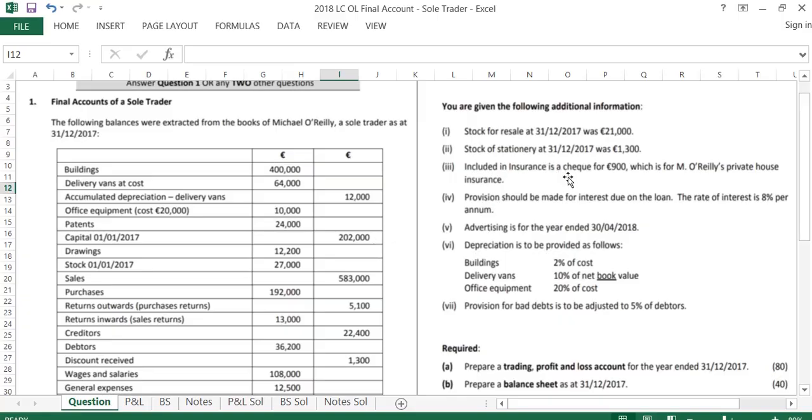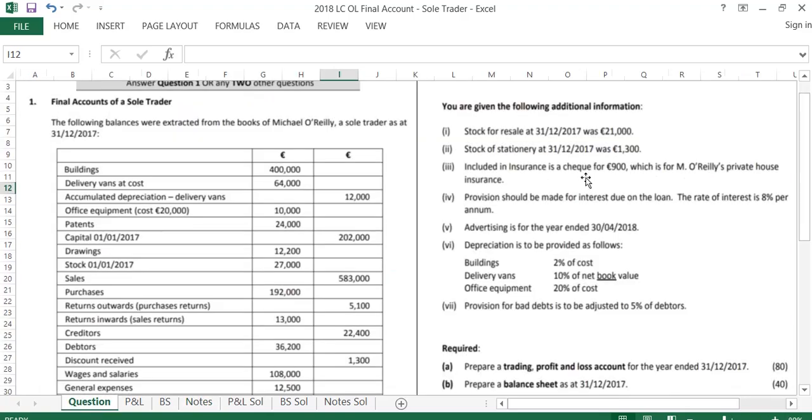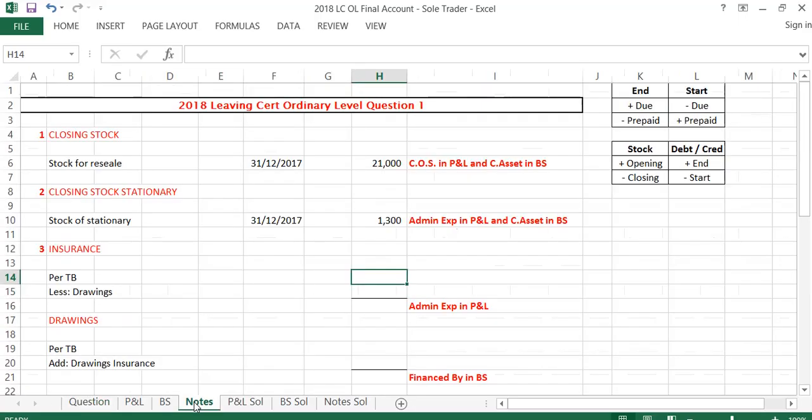Note 3 says included in insurance is a cheque for 900, which is for O'Reilly's private house. Because that 900 is for a private house, it has to be taken out of insurance because it's not a company expense, and it has to be put into drawings, which is just stuff the owner takes out for their own use. If I go back to the trial balance, I will see insurance is 8,200, but 900 of that is for his private expense. So I'm going to take away the 900, which will leave me 7,300, and that's what we'll put in admin expenses in the P&L for insurance.